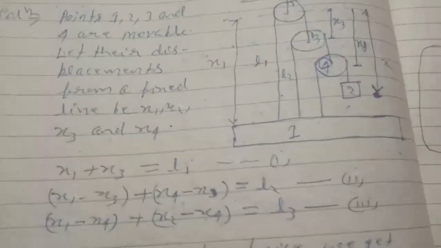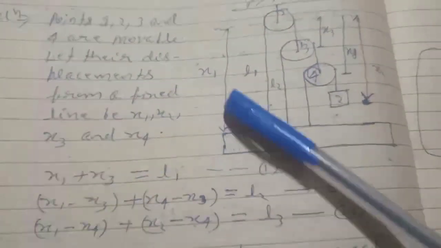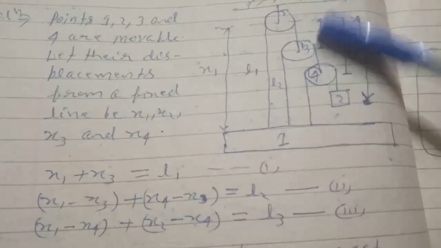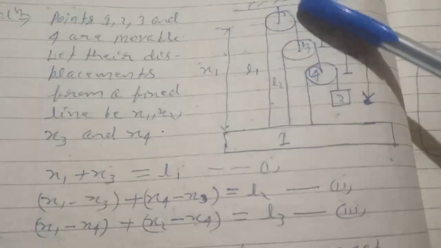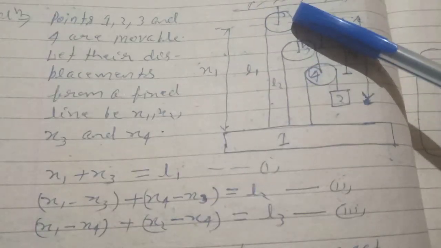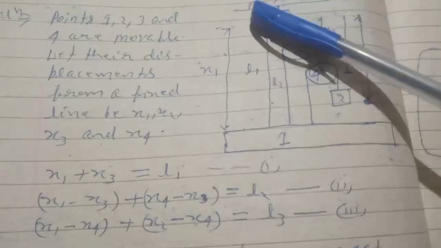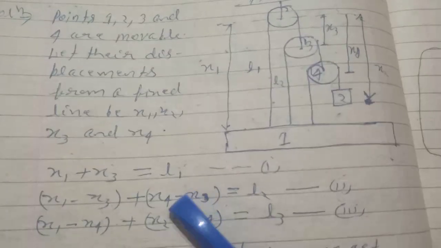Then we get x1 plus x3 equals L1. This is x1 and plus x3, this is the x3 distance. So this plus this length will give L1, because L0 is constant everywhere, so we are not considering this L0. So x1 plus x3 will be L1.